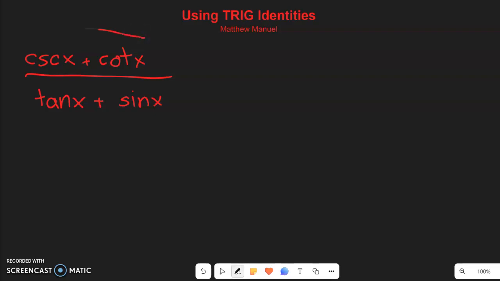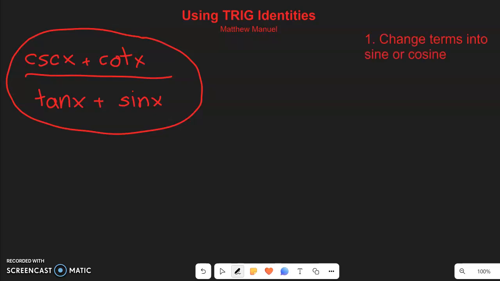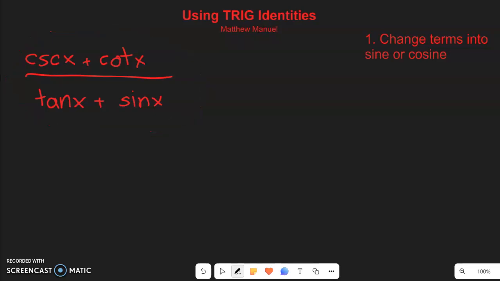Here we have the expression cosecant of x plus cotangent of x over tan of x plus sine of x. Our first step to tackling this problem is to change all terms into sine or cosine. We could start with tangent and cotangent identities.